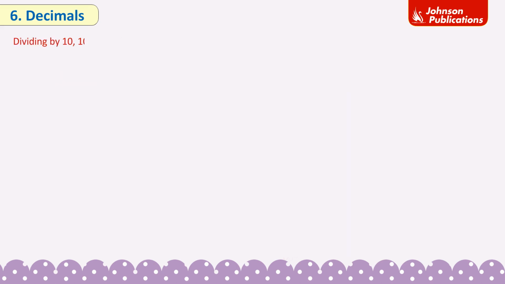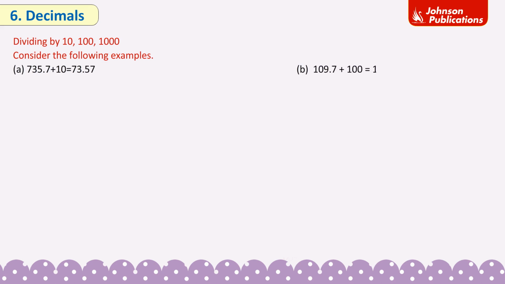Dividing by 10, 100, 1000. Consider the following examples. A. 735.7 divided by 10 is equal to 73.57. B. 109.7 divided by 100 is equal to 1.097. C. 735.6 divided by 1000 is equal to 0.7356. What do you observe? Is there any pattern?